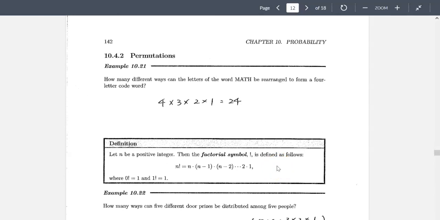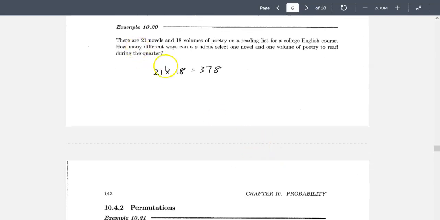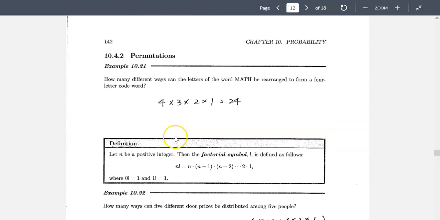Permutation. Permutation and combination are a part of counting, but instead of choosing one item from each category, sometimes we want to choose two out of the whole thing. Like the last example here, what if the student needs to pick 2 novels out of 21 and 3 poetry out of 18? That's when we start using either permutation or combination. So, different ways first.